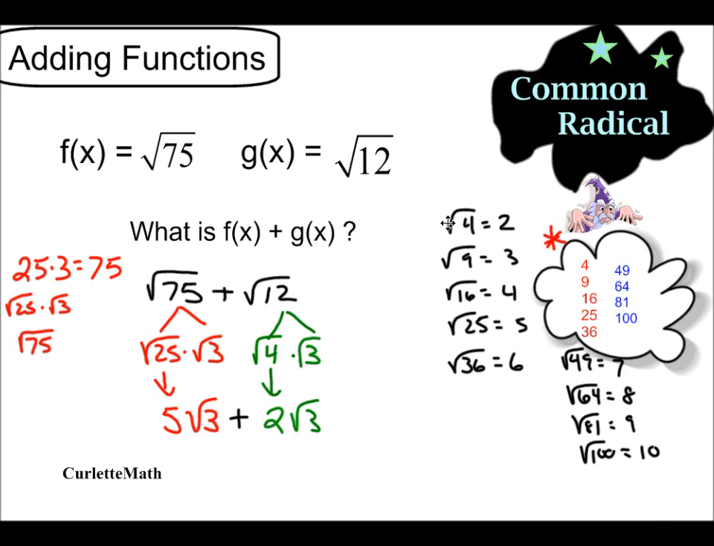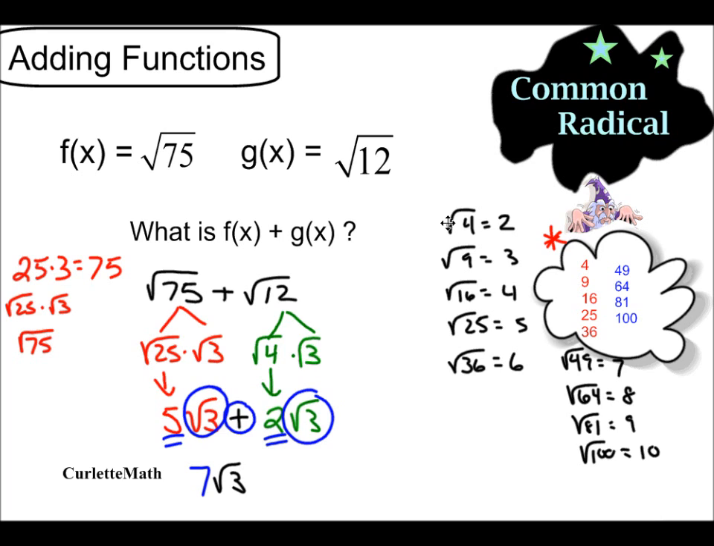Now, the unique thing about this one is our square roots work just like our x's and y's. If we have the exact same square root number, we can take those coefficients out front and we can add them together because that's the sign that's in between them. So now I can take 5 plus 2, which gives us 7, and we have 7 square roots of 3.